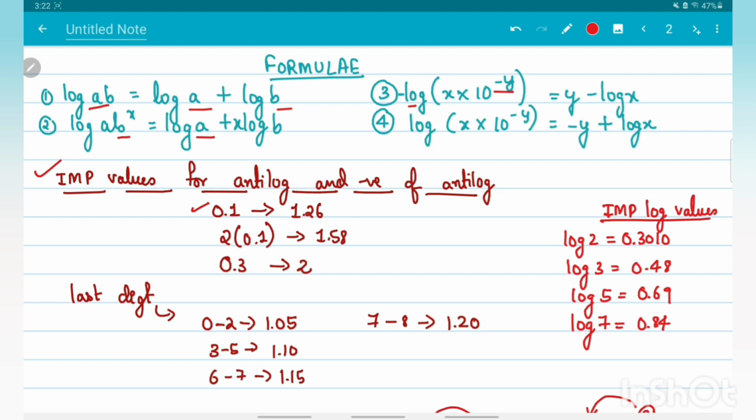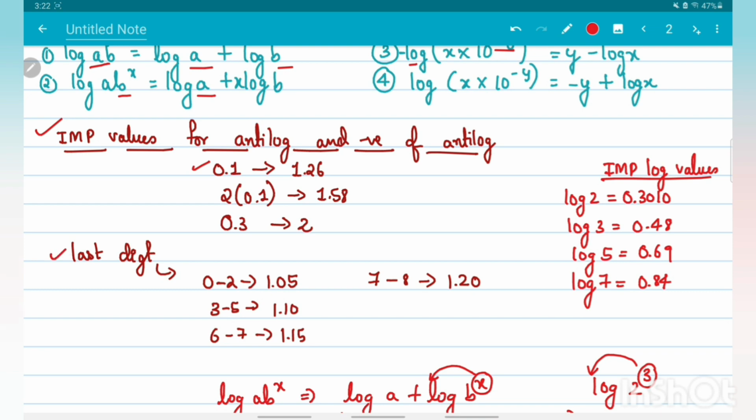And then these are the values for the last digit. Now I'll tell you what last digit actually means. We are going to divide that particular number, and then if the last digit comes, if the last digit is from 0 to 2, we are going to substitute these values. Similarly for 3 to 5, we are going to substitute this value. So like that we are going to substitute the values. If the last digit, suppose, is from 7 to 8, we are going to substitute this value.